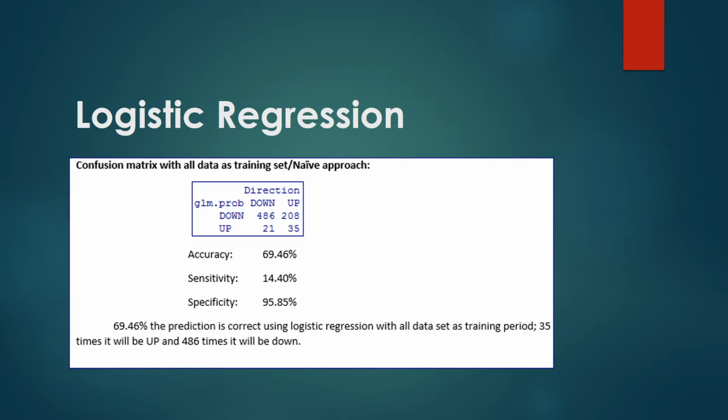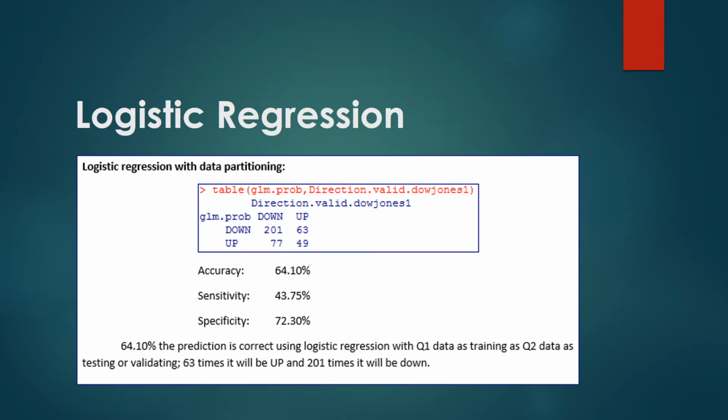Of the logistic regression, the naive approach gave an accuracy of 69.46%. Essentially what this means is, based off of the past data for the next week out, we were right 69.46% of the time on whether it was going to go up or down using the naive approach. We predicted it right, so that's actually pretty good. When we used the logistic regression with data partitioning, it actually went down a little bit, to 64.1%. So the naive model was actually a little bit better. So it's definitely something to look at.